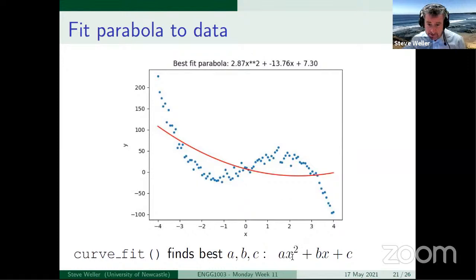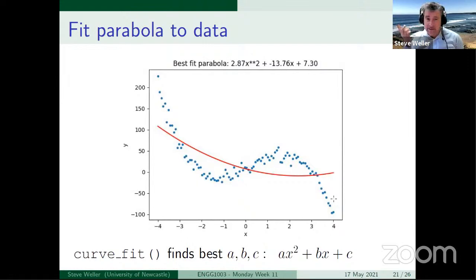It's the coefficient of X squared. The best B is minus 13.76. Here it is, the coefficient of X. And the best C is 7.3. Curve fit's done its best. It can't find any better A, B, and C. It's just that the data's not well described by a parabola.